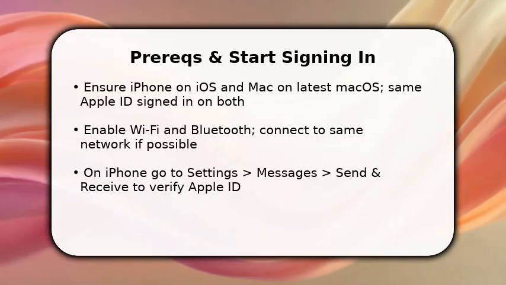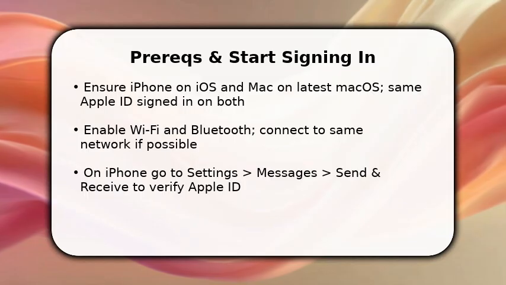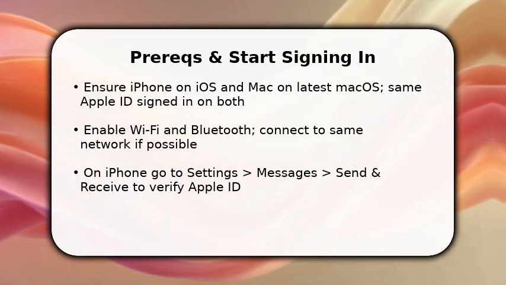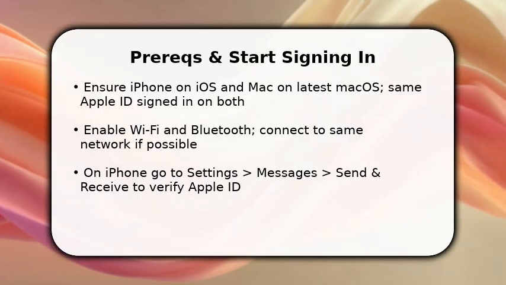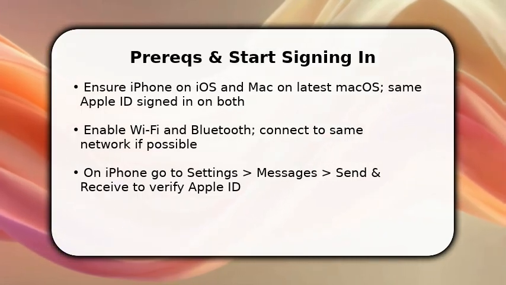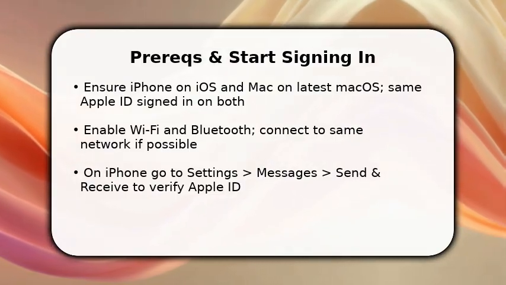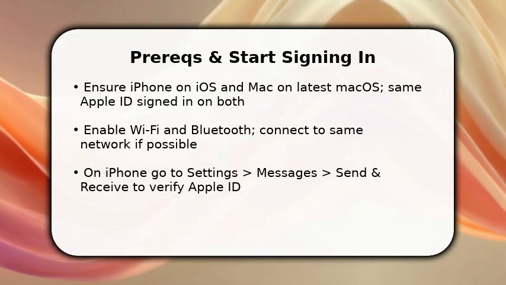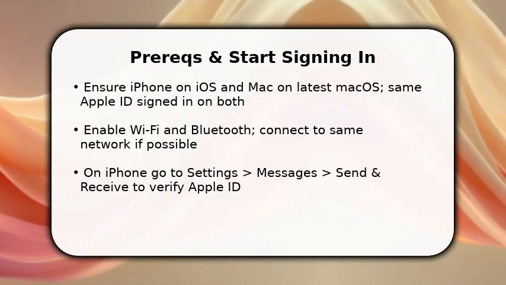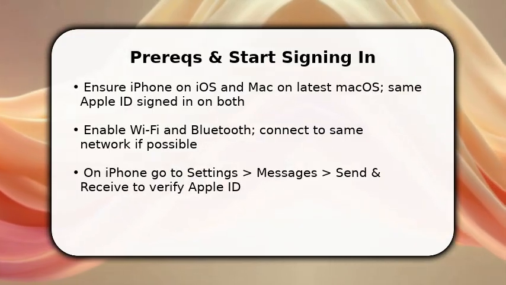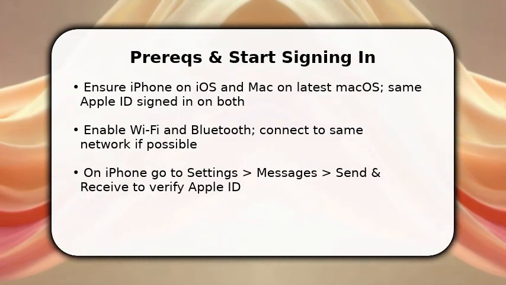You begin by confirming prerequisites so the actual pairing goes smoothly. Make sure your iPhone and Mac are updated and that you're signed into the same Apple ID on both devices. This is the authentication backbone. Once done, on the iPhone, open Settings, tap Messages, then Send and Receive to confirm your reachable addresses. On the Mac, open Messages and sign in with the same Apple ID if prompted. This initial alignment prevents common account and verification delays.